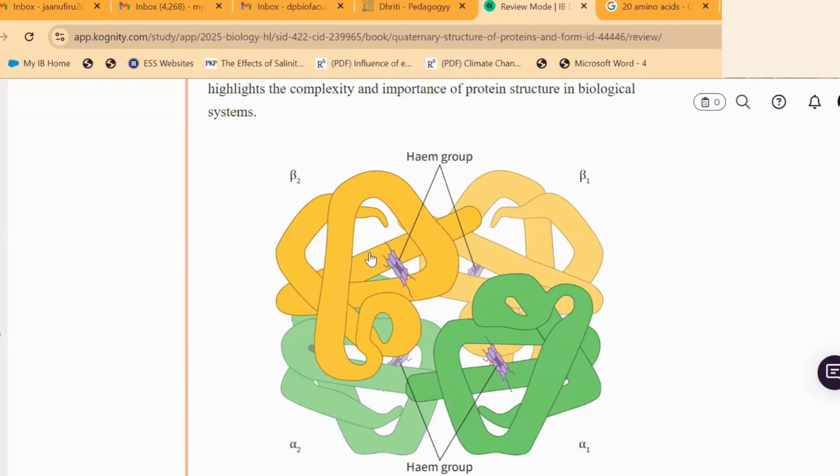Wait, so does that mean there are four separate globular proteins? So one alpha helix makes one globular protein, and one beta pleated sheet makes a different globular protein? One protein, one polypeptide.